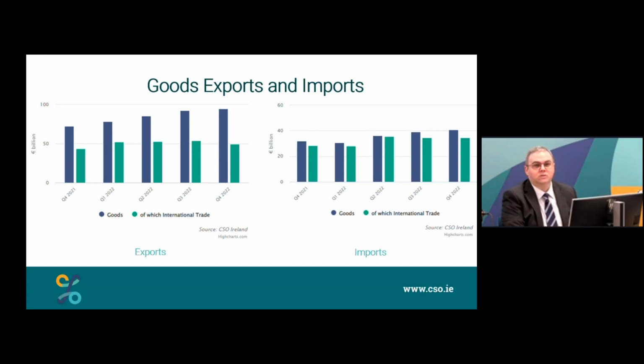Looking at our goods exports and imports a little more closely, on the export side, we can see the continued growth in exports over the last few quarters, with Q4 goods exports up compared to last quarter and up strongly compared to last year, while the goods imports are also up compared to last quarter and up compared to last year. But while both are increasing, the increase in exports is much stronger, and this is driving the increase in net exports.